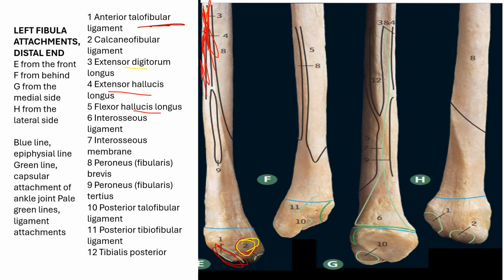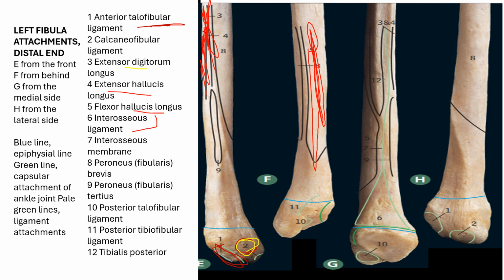After that, we have the flexor hallucis longus. This is the structure we can see on the posterior surface. The flexor hallucis longus originates from the inferior two-thirds of the posterior fibula and the interosseous membrane, and inserts on the distal phalanx of the great toe, supplied by the tibial nerve.